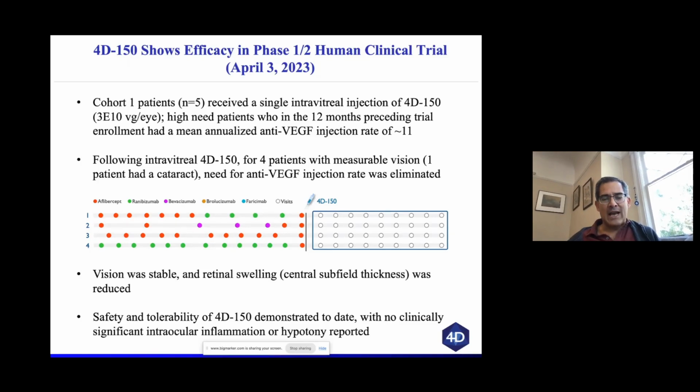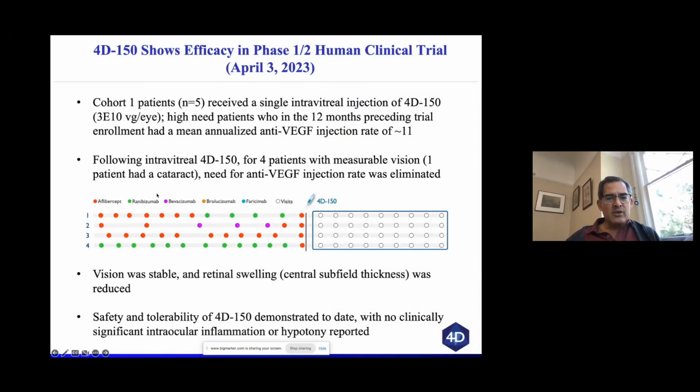And results, the second set of results were just reported out a couple of months ago. So within the first cohort, there were 5 patients enrolled, and these were high anti-VEGF need patients. So the way that this works is that patients go into the clinic, the clinical ophthalmologist tests their visual acuity by having them read letters on a chart. And if they've shown a decrease in visual acuity from the last visit, they get a protein injection because it's clear that they need a boost to be able to combat the wet AMD.